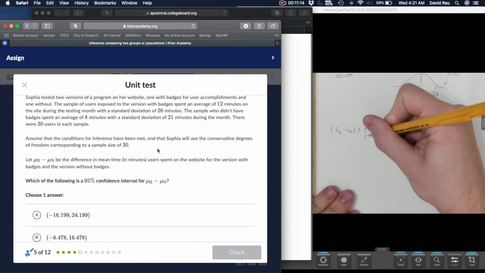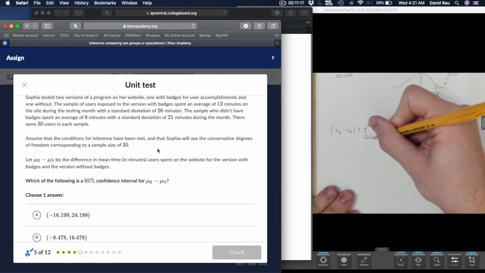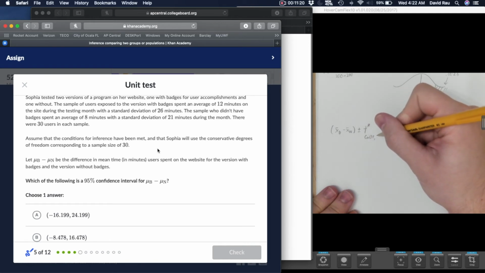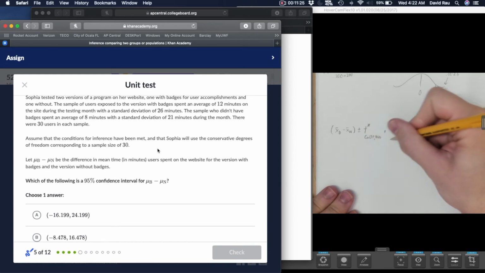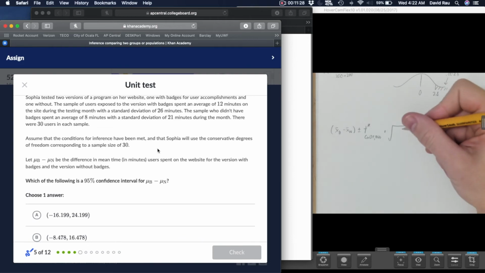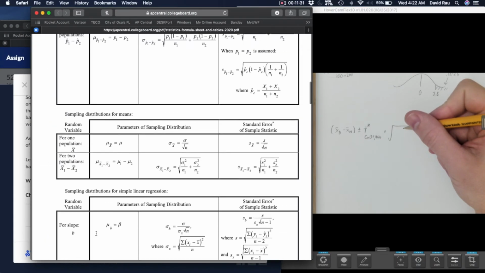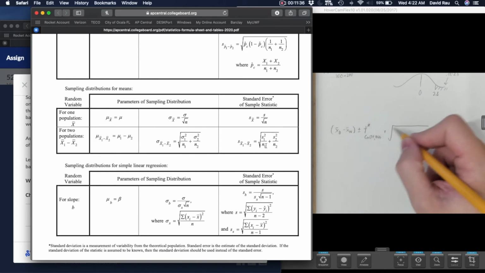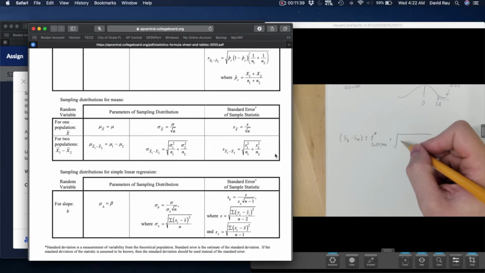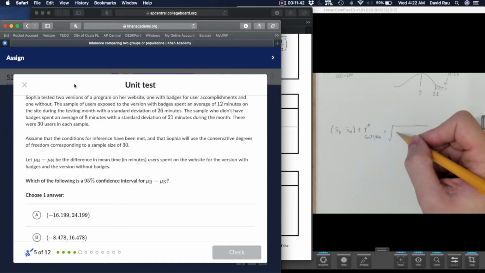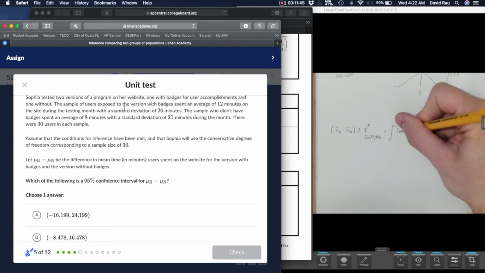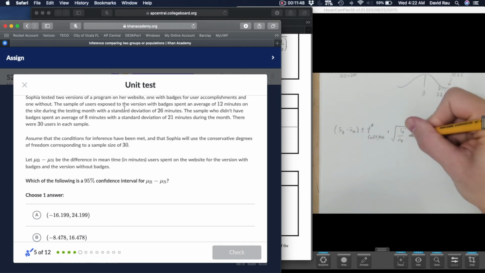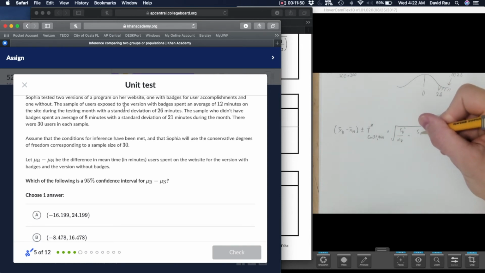and we're going to use what we call the conservative degree of freedom along with 95%. I'll explain what that means. And then we multiply that by the square root of, and we can see it on our reference sheet. We use the first standard deviation squared, in other words, s of b squared over its sample size, plus the second one over its sample size. So that would be s of b squared over nb plus s of n squared over nn.